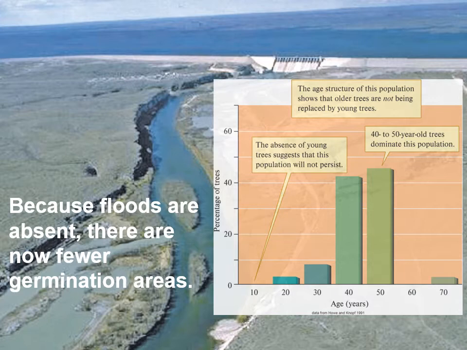So we're expecting that because of this flood control, these trees are going to disappear, and there's going to be no young ones to replace them.